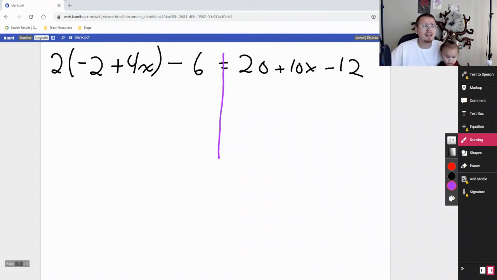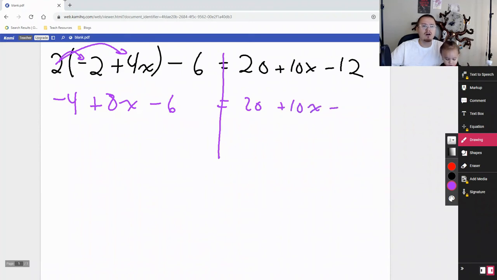So we got to be careful. I look at this and the first thing that I see that I can do is multiply using the distributive property, which means take this 2 on the outside of the parentheses and multiply by everything on the inside. So 2 times negative 2 is negative 4, and 2 times 4x is 8x. And we're going to drop down everything else because we didn't touch anything else. So are you with me? All I did right now was use the distributive property.